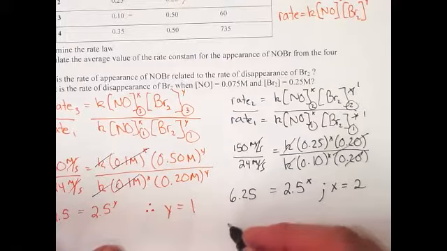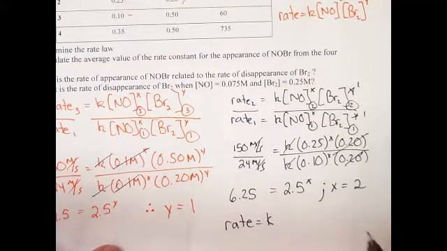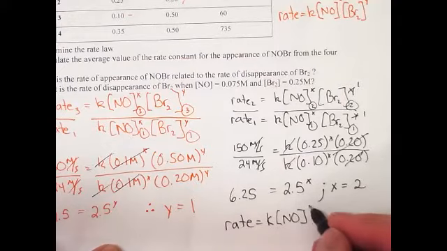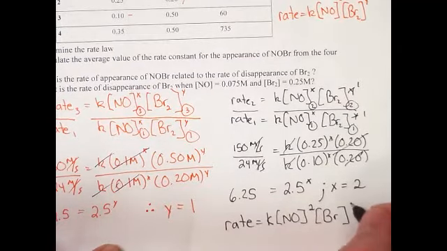And now we can write the rate law. Rate is equal to k, even though we can solve for k. Rate is equal to k times the concentration of nitrogen monoxide squared times the concentration of bromine to the 1. And I'm going to write the 1 in just for fun.